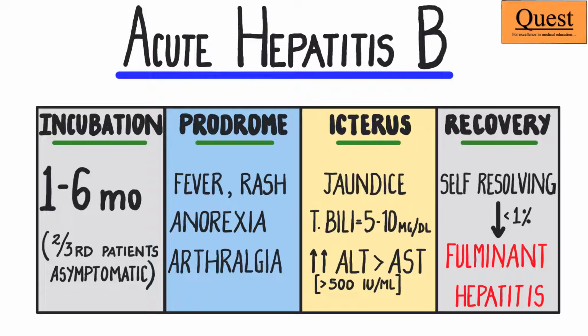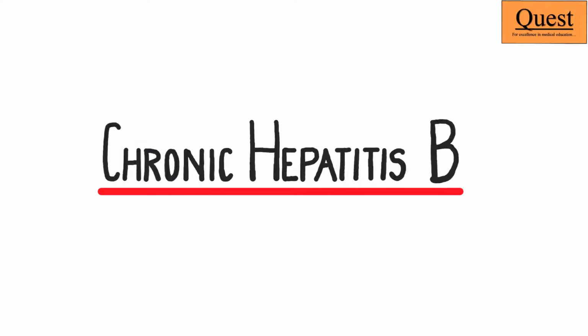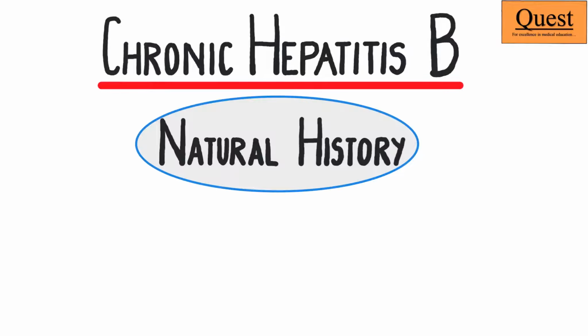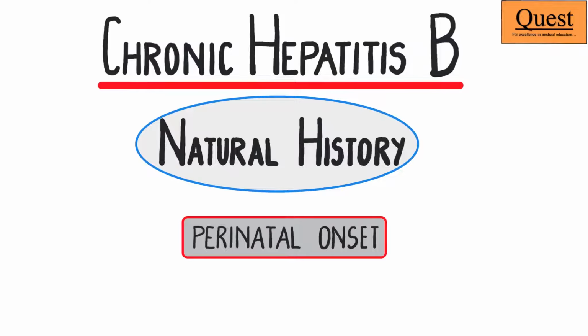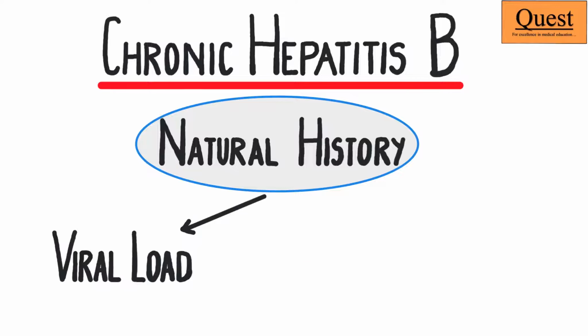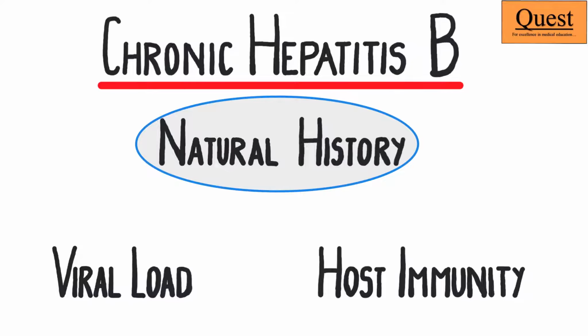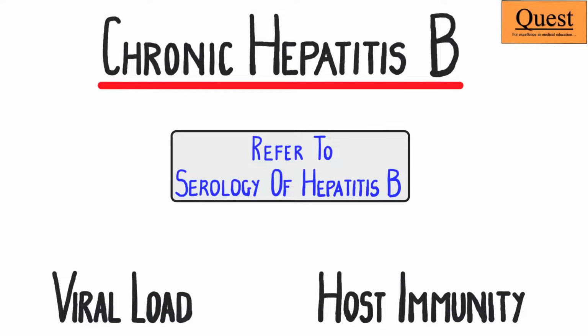But moving to the bigger problem in India, it is chronic hepatitis B. When I say chronic hepatitis B, that means the inflammation should have lasted for more than 6 months. As we have already said, patients are going to acquire this infection at a neonatal stage. Now, what happens in the natural history of this patient depends on not only the virus, but also the body's immune response to this virus. Before you move ahead, please go through the section of serology of hepatitis B, which I have discussed separately.